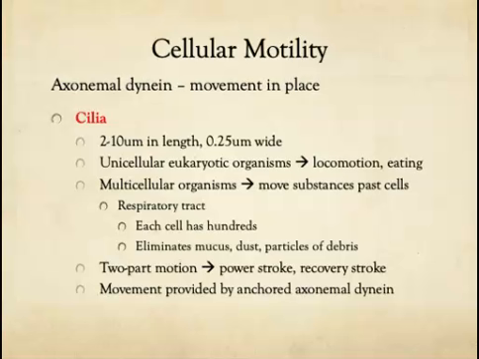When cilia beat, when cilia move, they move in unison, and they have a very distinct two-part motion. They have what we call a power stroke and then a recovery stroke. And the motion involved, the motion of the power stroke and the recovery stroke, is created because of the dynein, the axonemal dynein that is anchored in the cilia, which is what provides the power stroke and the recovery stroke.